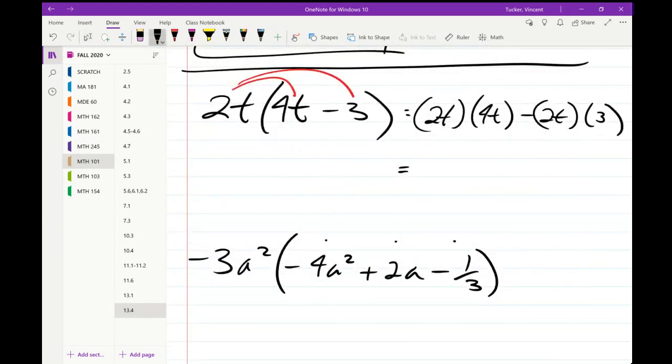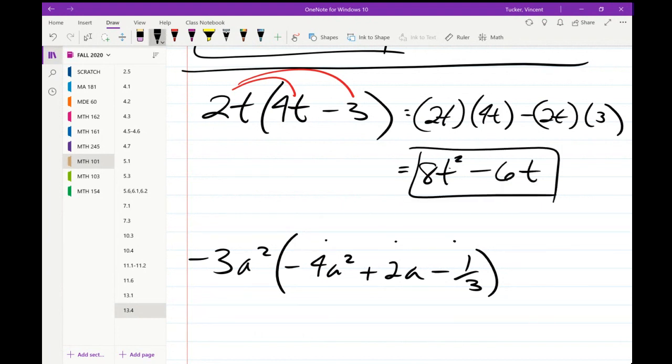So that's the same thing that was happening up in our first examples. 2 times 4 is 8. t times t is t squared. And then 3 times 2 is 6, and leave that t in the back.